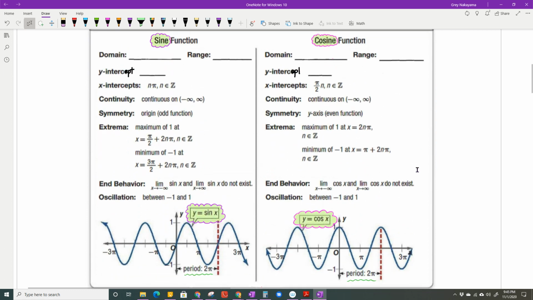Okay, so what is similar about the sine and cosine functions? They both have the same domain and they both have the same range. Okay, what is different is that the y-intercept of the sine function is 0 and the y-intercept of the cosine function is, I missed that t. The y-intercept of the cosine function is 1.